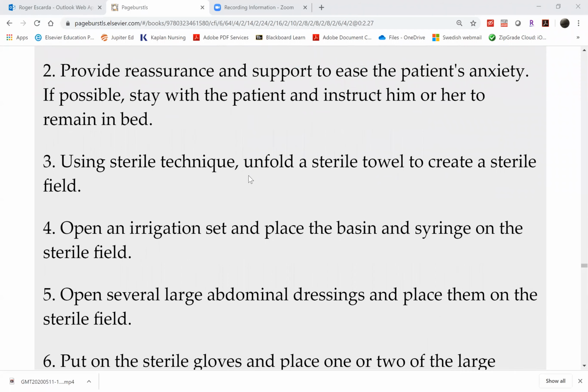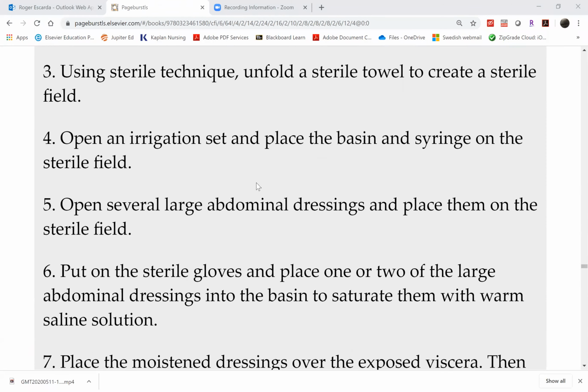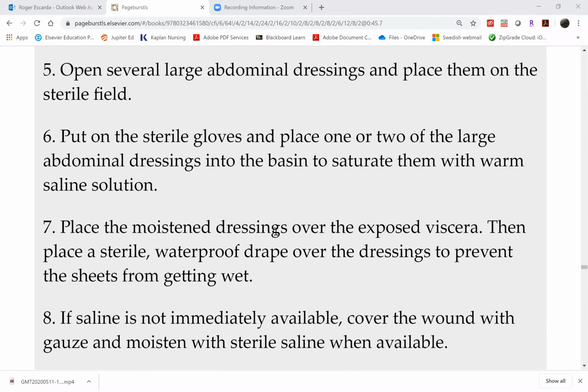And then you start covering the wound. How do we cover it? So we use a sterile technique. You moisten a sterile gauze with sterile saline, and then you put it over the bowels and cover it. So right here, moistened dressings, so they have to be sterile. Put it over the exposed viscera.